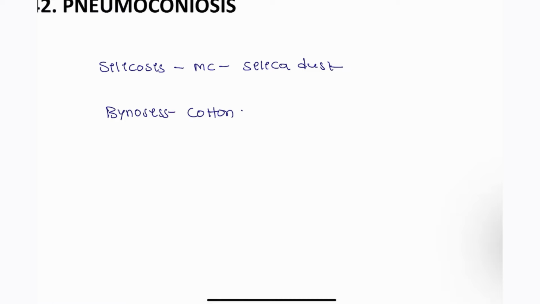Next, pneumoconiosis. What are the important ones? The most common one will be silicosis. Okay, this is most commonly associated with silica dust. Okay, next, byssinosis. Byssinosis is associated with cotton, the cotton industry. Next, asbestosis. Asbestosis is most commonly associated with shipyards. Okay, shipyard people, it is going to be associated.